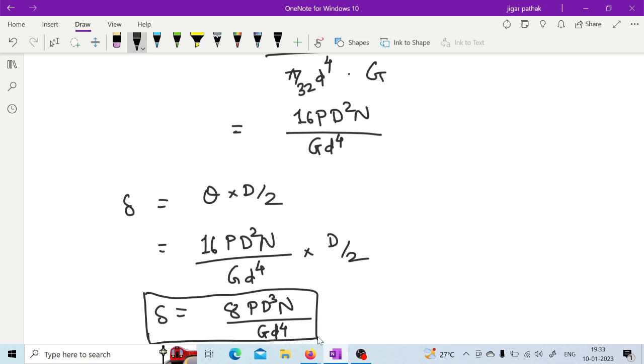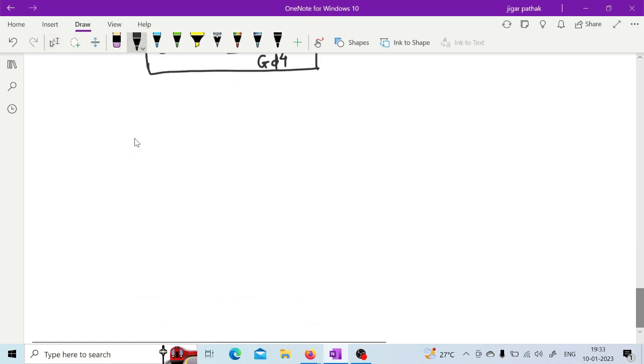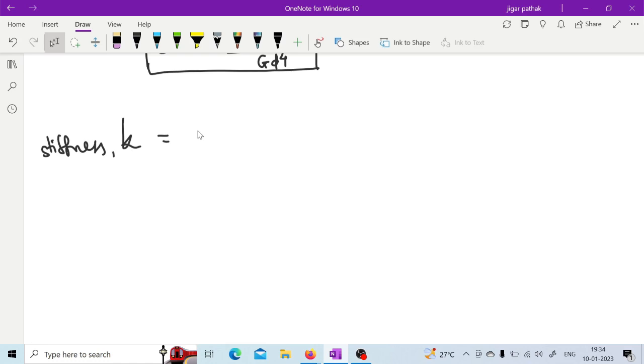Now once you have deflection of spring, then we can also easily calculate the stiffness. This is stiffness. I am writing stiffness because K we are using for some other things also. Sir, that n was for total number of turns or active coils only? Active coils only.